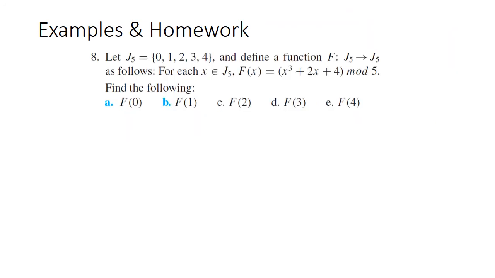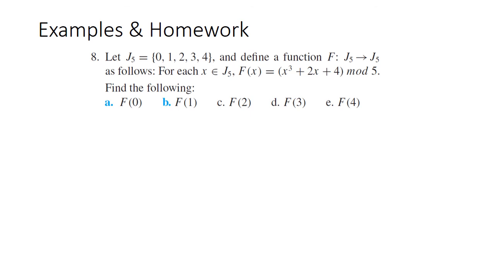Okay, now let's look at another function that is kind of interesting. We're calling this set J sub 5, the set containing 0, 1, 2, 3, and 4. And we're defining a function, capital F, from J5 to J5 as follows. For each x in J5, f of x is defined to be x cubed plus 2x plus 4 mod 5. And remember what that mod 5 thing is? That is the remainder that you get if you do long division by 5. Okay? So let's do C, D, and E here, and let's see what we get.